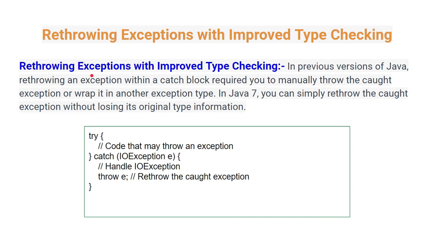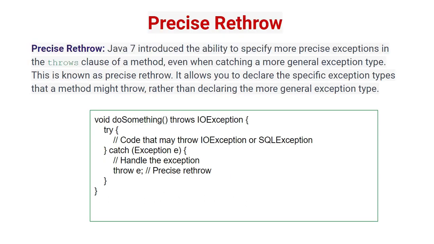Rethrowing exception with improved type checking. So here you can see we can throw the exception also inside the catch block. This is called rethrowing. For example, in the try, one exception is thrown and we are handling the exception, and again we are throwing the exception with some custom data. So that is called what? Rethrowing exceptions. Precise rethrow. So we can create our own exception and we can throw it. That is called precise. Okay, so Java 7 introduced the ability to specify a more precise exception in the throw. You can go through this slide and understand it very easily.